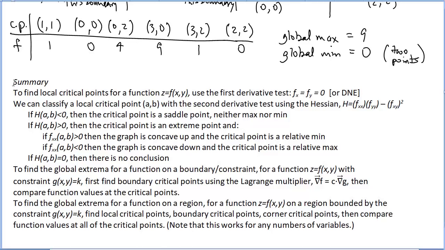Finally, we can put it all together by saying if we want to find the global extreme for a function on a region, then for our function z equals f of xy, and our region has the boundary, which is the constraint g of xy equals k. First, we find our local critical points, then we find our boundary critical points, then we find our corner critical points, and then we compare the function values at all of the critical points. And our techniques involving the boundary, doing optimization on the boundary, this works for any number of variables.